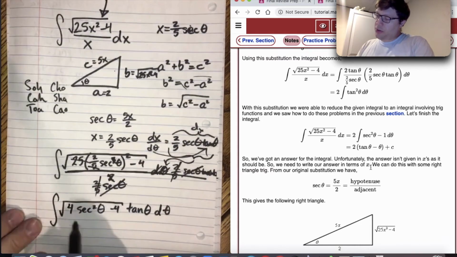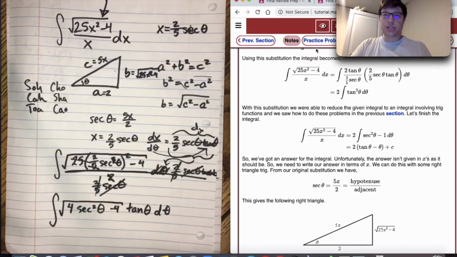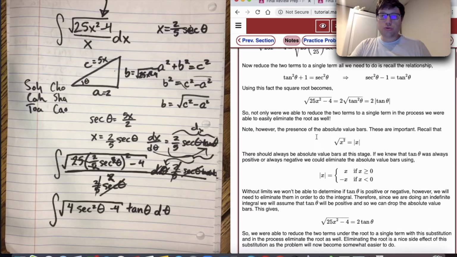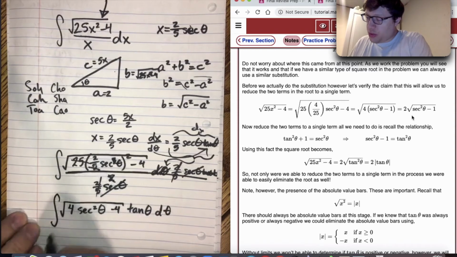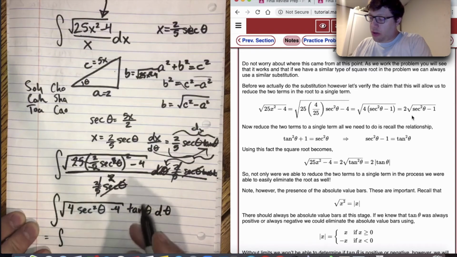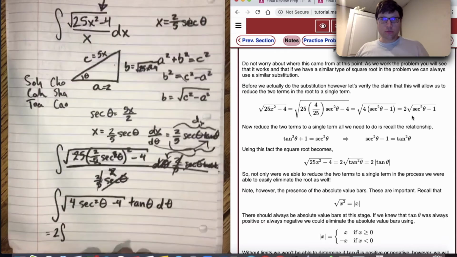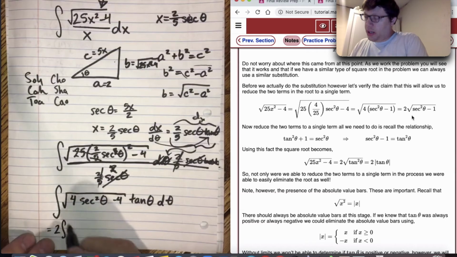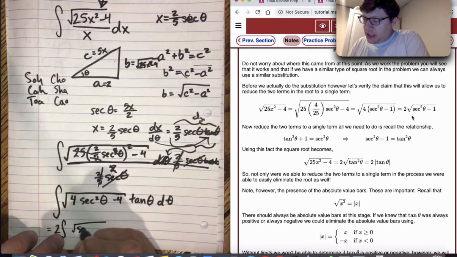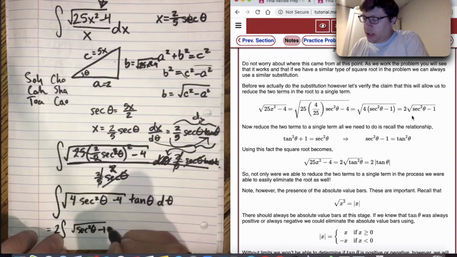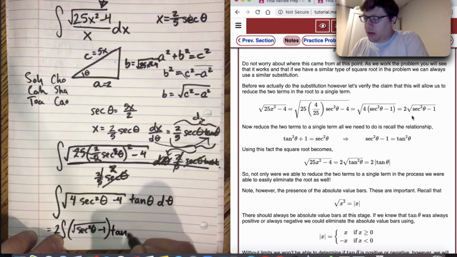So the 4s I can factor out. They show the 4s factoring out in Paul's Online Math Notes a little bit earlier. So if the 4s factor out, it's the square root of 4 times secant squared theta minus 1. So this is going to become the integral of 2, that's where the square root of 4 happened, secant squared theta minus 1 times tangent theta d theta.